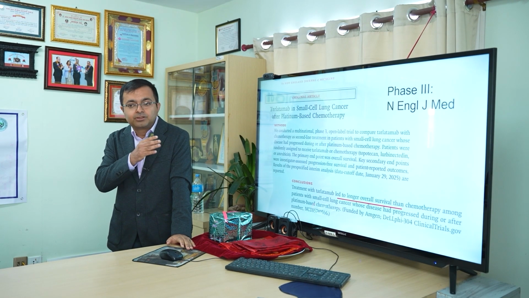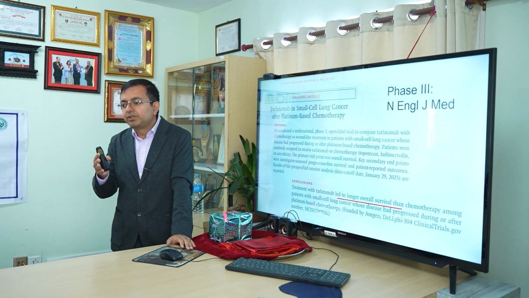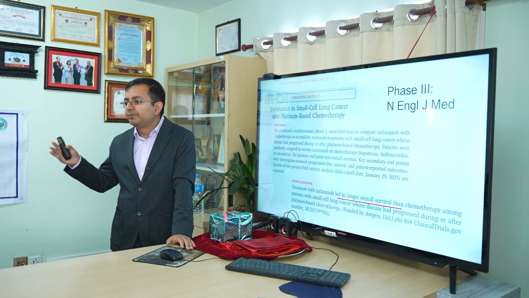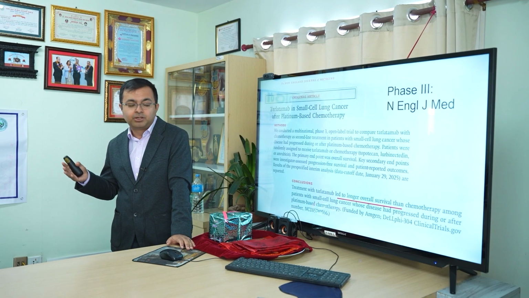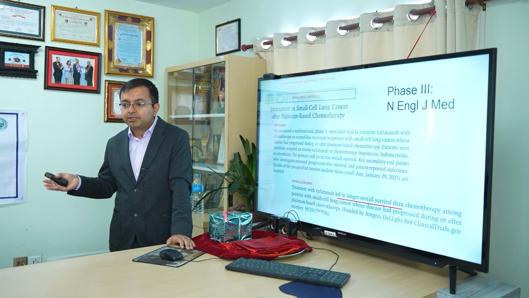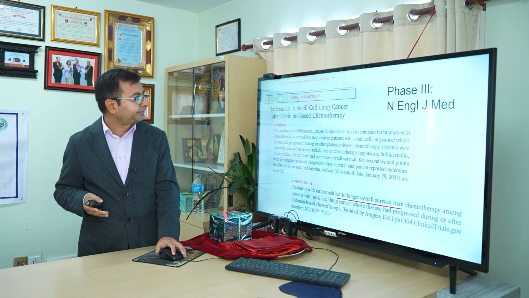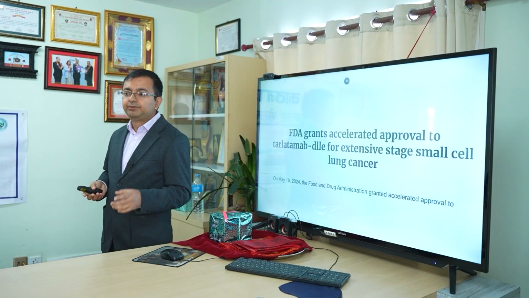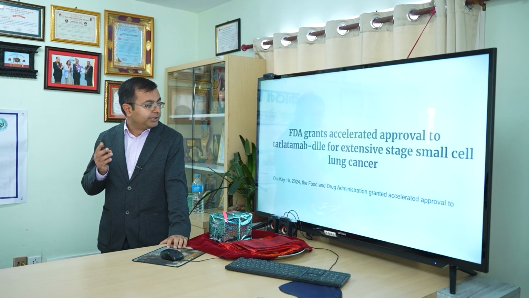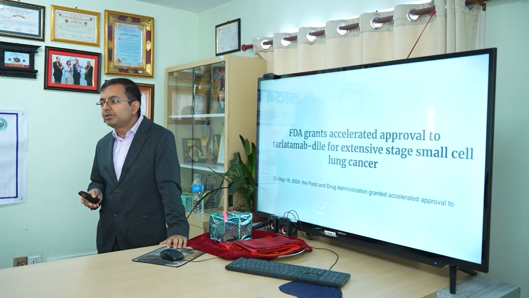So this is how any drug, it is not only drugs, any type of treatment or intervention, goes from the lab to the patient. With this example, we have seen how these drugs move through different phases and come to our clinic. After phase 3, the regulator grants approval for this drug. So now this drug is approved for treatment of patients.